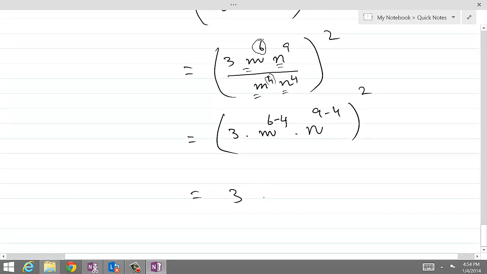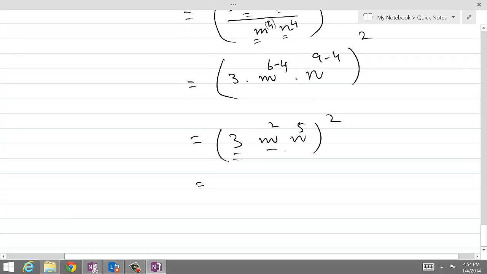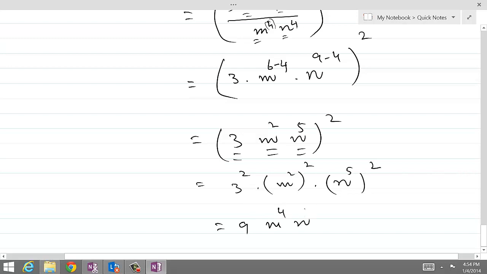This means (3m²n⁵) power 2. Now this power 2 will be distributed to all three terms inside the bracket. So this will be 3 power 2 times (m²) power 2 times (n⁵) power 2. 3 power 2 is 3 times 3, that is 9. m power 2 times 2 is 4, times n power 5 times 2 is 10. This is the simplest form it can get.